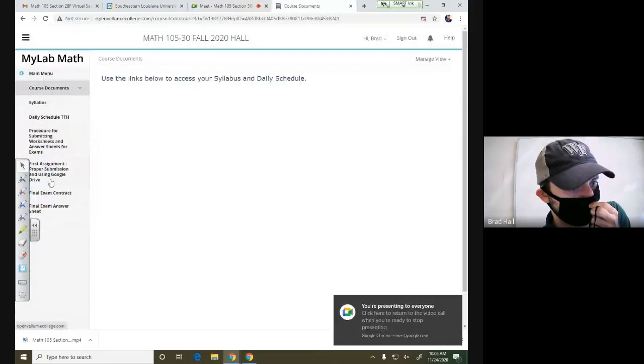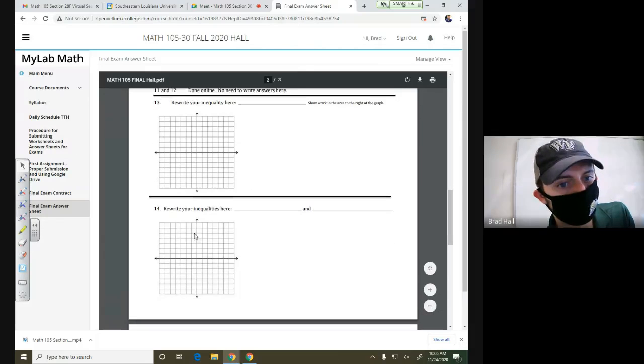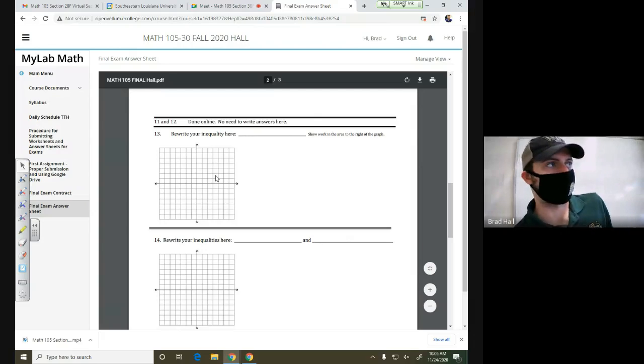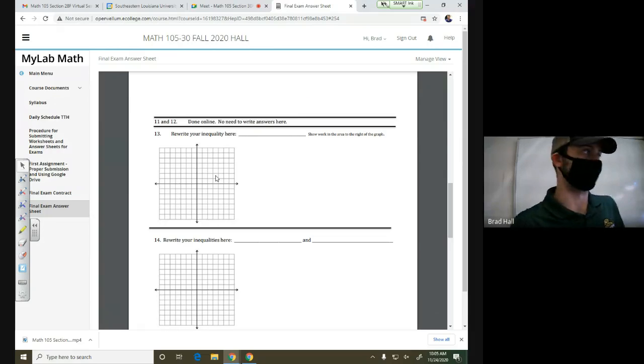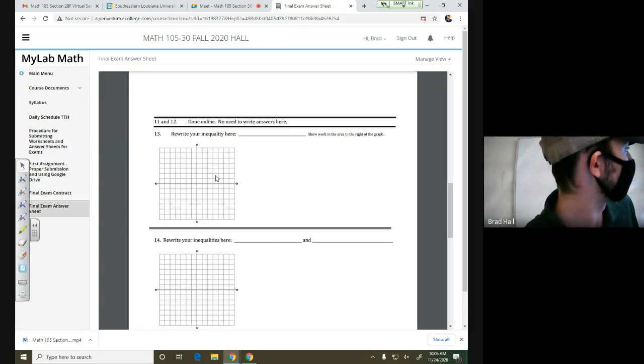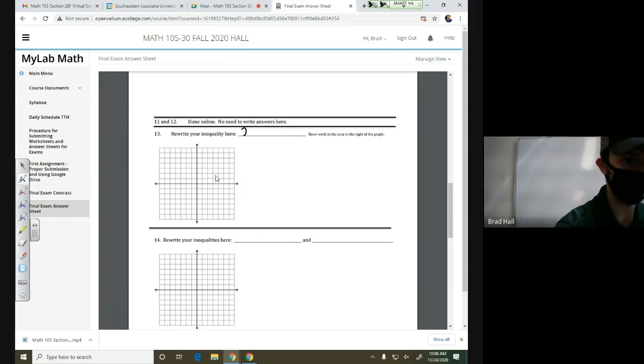So as I mentioned in the very beginning, they have these graphs here. So they may expect you to do all of this by hand in addition to doing it online, or maybe they might just have you do it by hand. So that's just something to keep in mind. What are those lines? The lines. It says rewrite your inequality here. Would that just be the inequality? Yeah, you would just say like 2x plus 3y is less than or equal to 6, or whatever it tells you. Yeah.